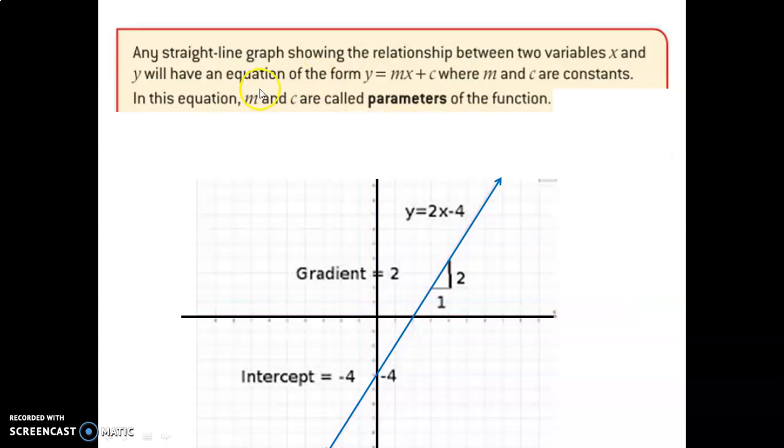Recently, we learned that for a straight line graph that shows the relationship between two variables, x and y, we have an equation of this form, y equals mx plus c, where m and c are constants. In this equation, the m and c values were called parameters, and the parameters represented something. We have here a linear equation, 2x minus 4, and we can see this m parameter represents the gradient or slope, because we have a rise of 2 and a run of 1, and the c parameter, the negative 4, represents the y-intercept.